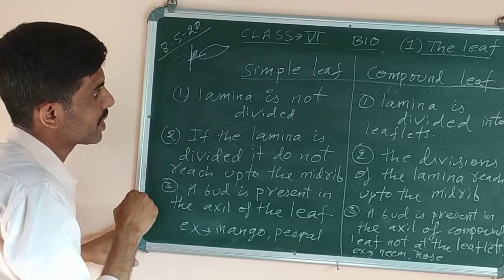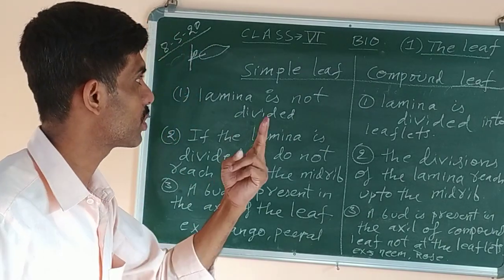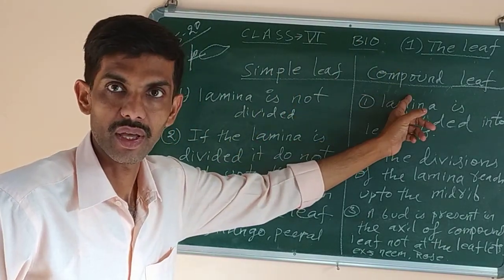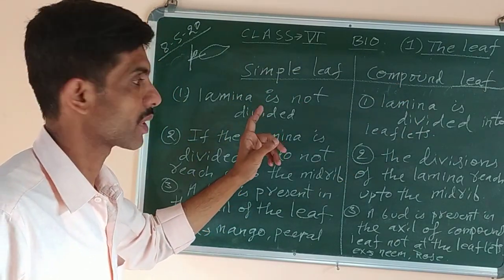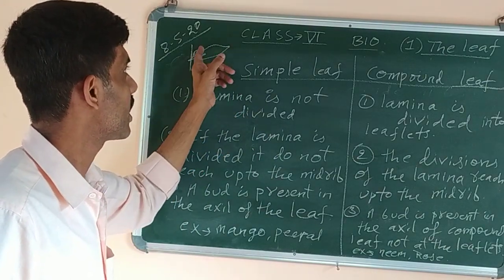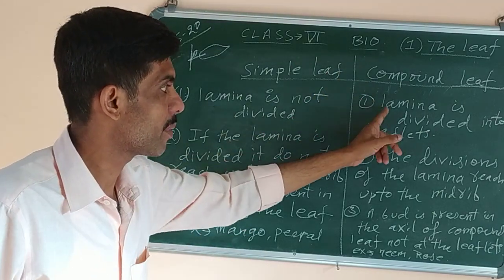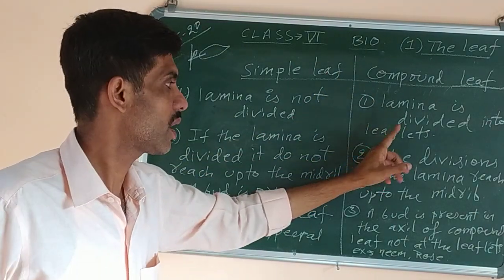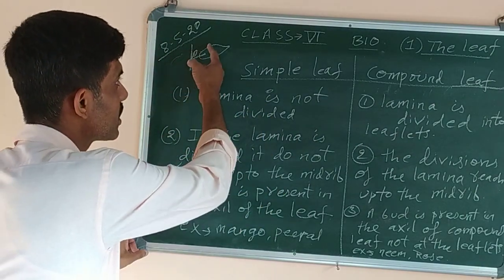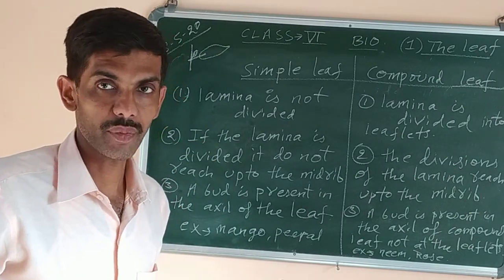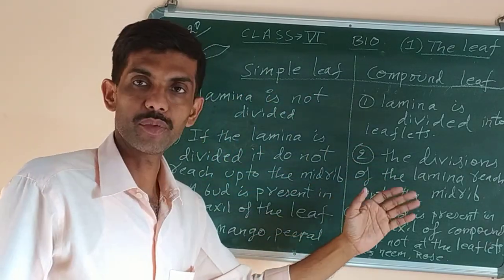Then we studied the types of leaves. There are two types: simple leaf and compound leaf. In a simple leaf, the lamina is not divided. There are no cuttings of the lamina, no divisions. But in a compound leaf, the lamina is divided into many smaller leaves called leaflets. Then the second difference: if the lamina is divided also in a simple leaf, the divisions will not reach up to the midrib, like the example I said, the grape leaf. And in a compound leaf, the divisions of the lamina reach up to the midrib.